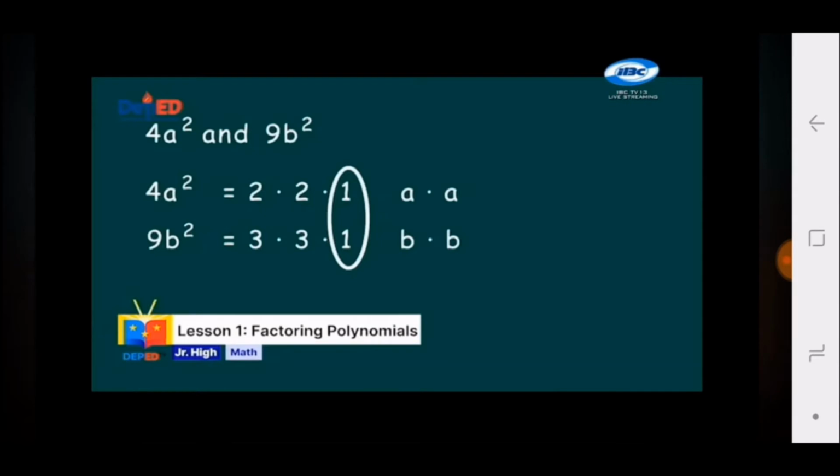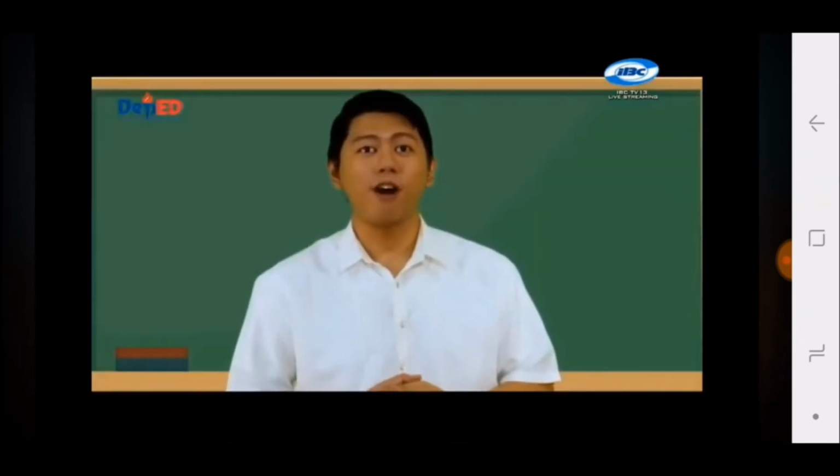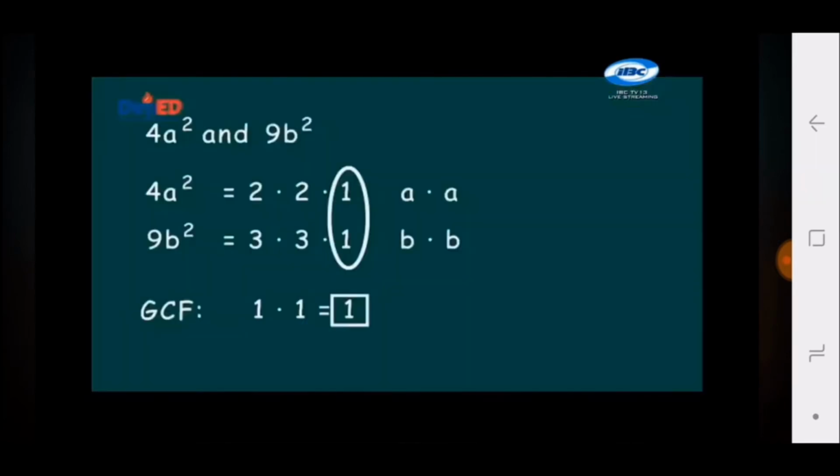Next, are there any common factors for the literal coefficients, a squared and b squared? Since the expressions do not have common variables, we can conclude that 1 is the greatest common factor of the given monomials. Therefore, the greatest common monomial factor of 4a squared and 9b squared is 1. And if the GCF of the expressions is 1, we can say that they are relatively prime.